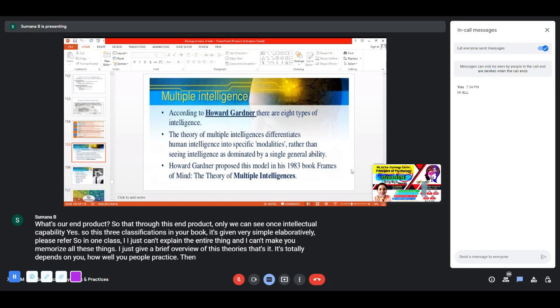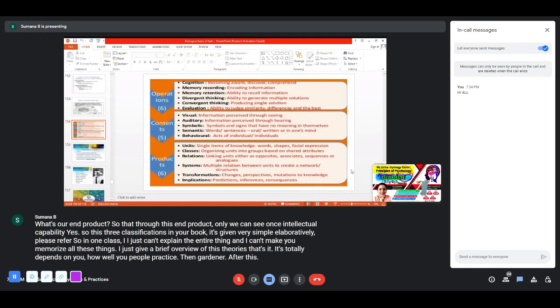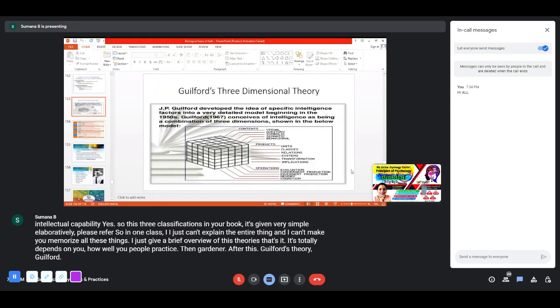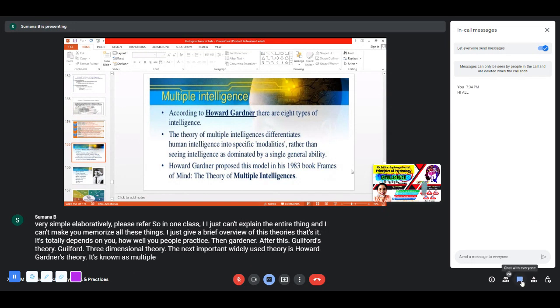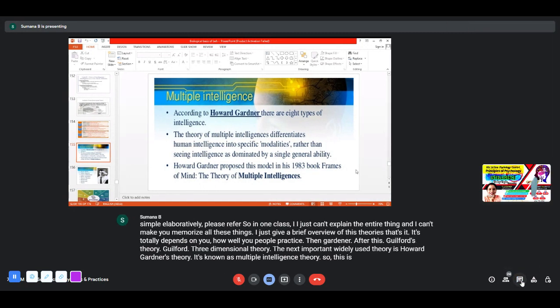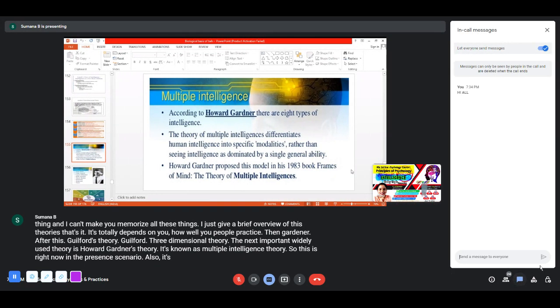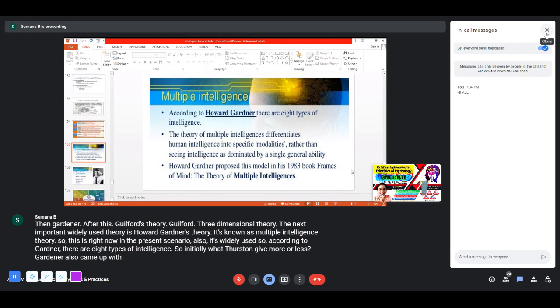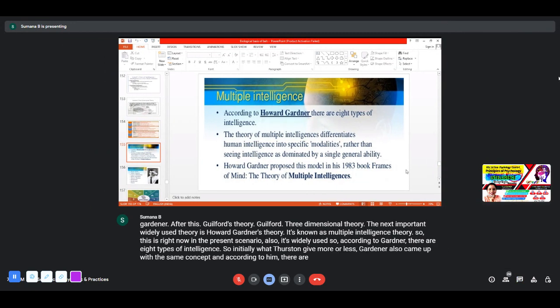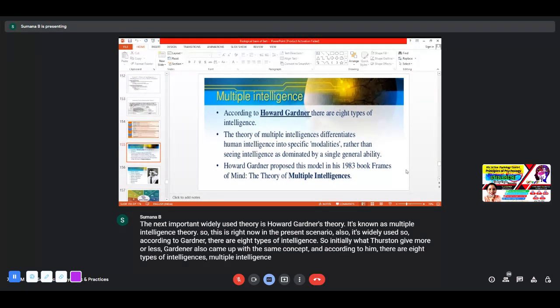Then Gardner, after Guilford's three-dimensional theory. The next important widely used theory is Howard Gardner's theory, known as the multiple intelligence theory. Even in the present scenario it is widely used. According to Gardner, there are 8 types of intelligence. What Thurston gave initially, more or less, Gardner also came up with the same concept: there are 8 types of intelligences, multiple intelligence factors, that individuals have.